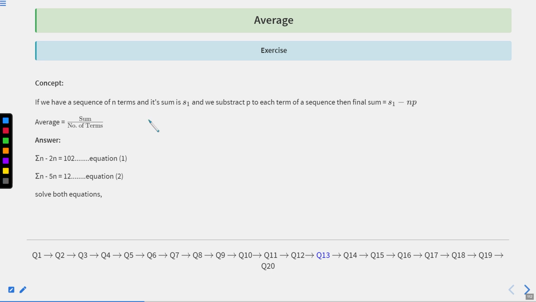If we have a sequence of n terms and its sum is S1 and we subtract p from each term of the sequence, then the final sum is equal to S1 minus np. So this is the key concept here and it is very useful. So summation of (x minus 2) equals 102, which is equation number 1, and summation of (x minus 5) equals 12, which is equation number 2. So this equation data is already provided to us.